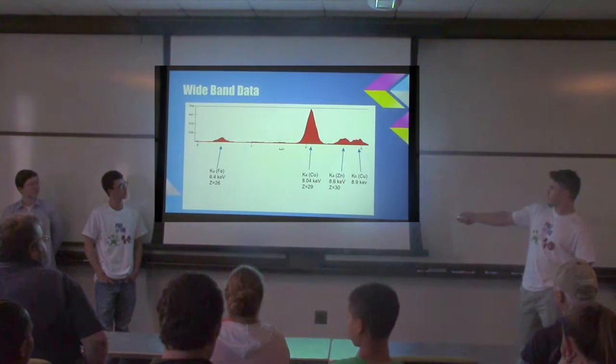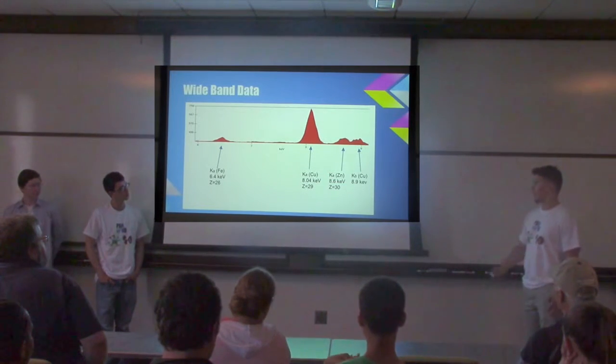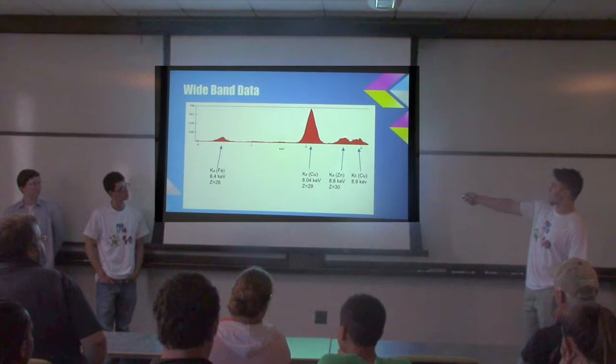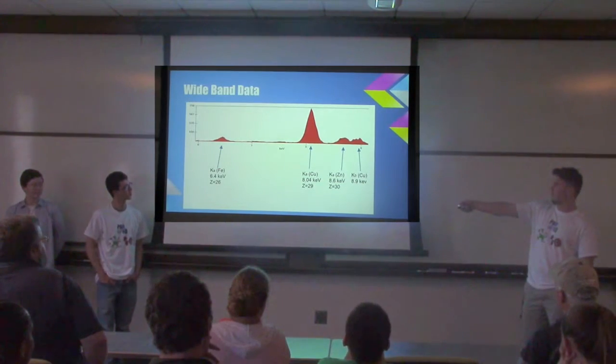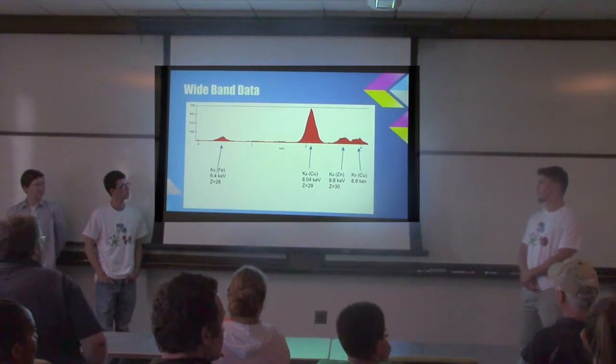However, we also found traces of zinc right here. Zinc emits what are called K-alpha X-rays at energies of 8.6 kiloelectron volts. This peak right here signifies the presence of that element. And we also found iron over here on the left, which emits K-alpha X-rays at energies of 6.4 kiloelectron volts.